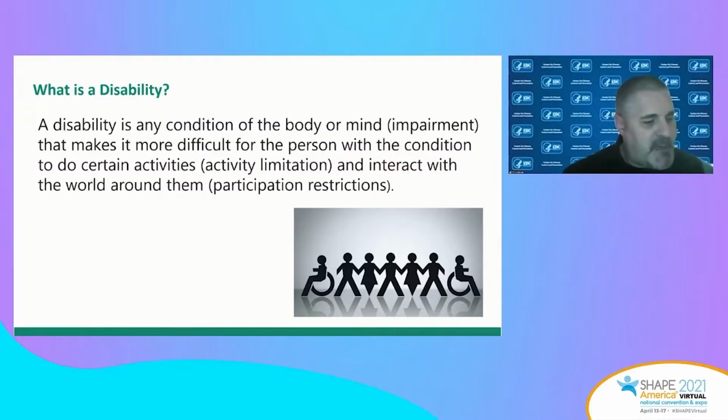So impairment is a person's body structure or function or mental functioning. Examples of impairments include loss of limb, loss of vision, or memory loss. Activity limitation can be things such as difficulty seeing, hearing, walking, or problem solving. Participation restrictions are restrictions in normal daily activities such as working, engaging in social and recreational activities, and obtaining healthcare and preventive services.